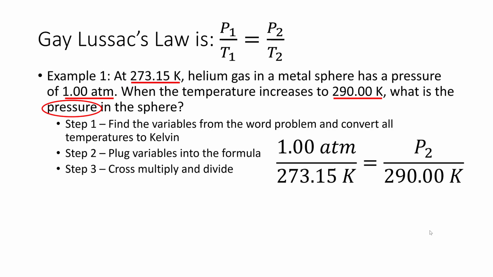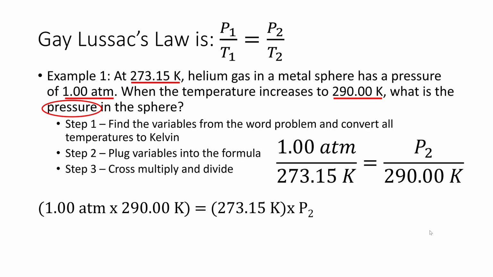We're going to multiply across the equal sign on the diagonal, and you should get 1.00 atmospheres times 290 Kelvin equals, and then you do the other diagonal, 273.15 times P2. So that's how you cross multiply. And then now we just have an algebra problem. We need to solve for P2. So in order to get P2 by itself, we need to divide both sides of the equation by 273.15.